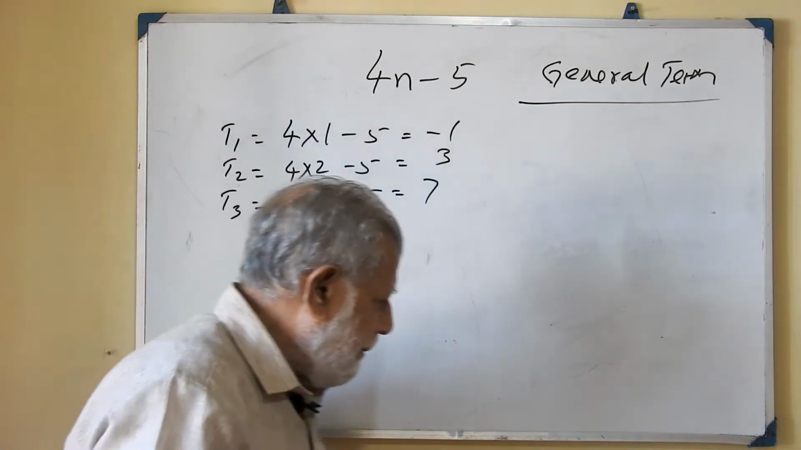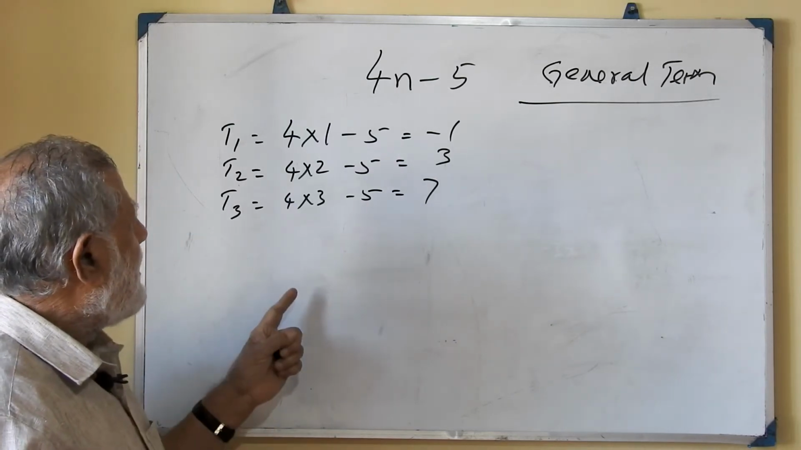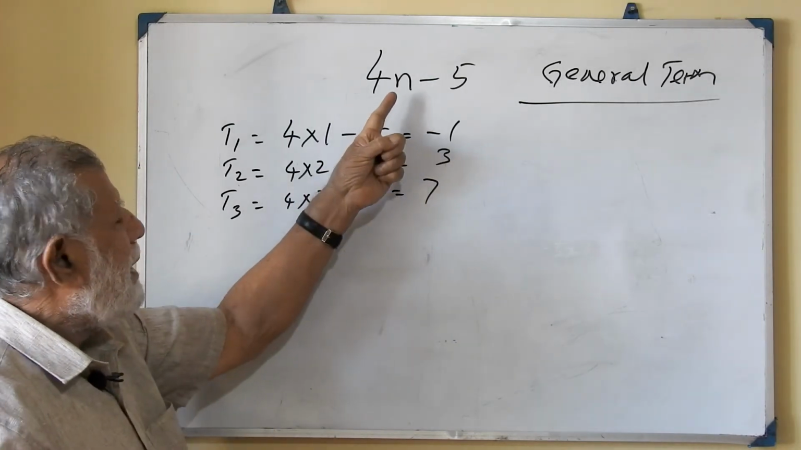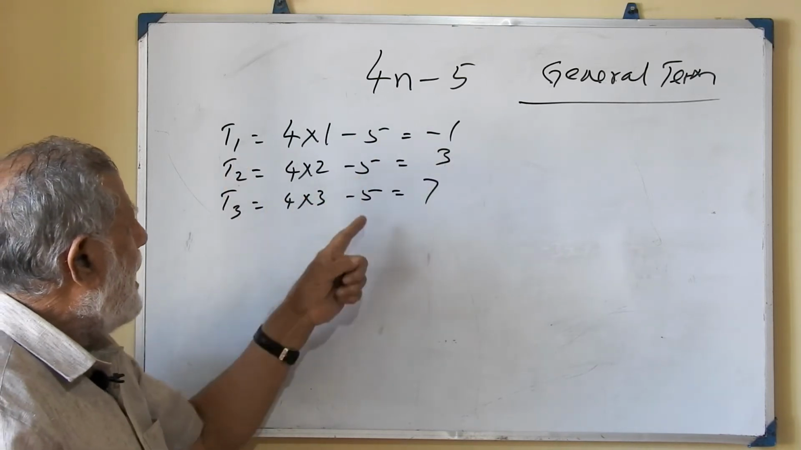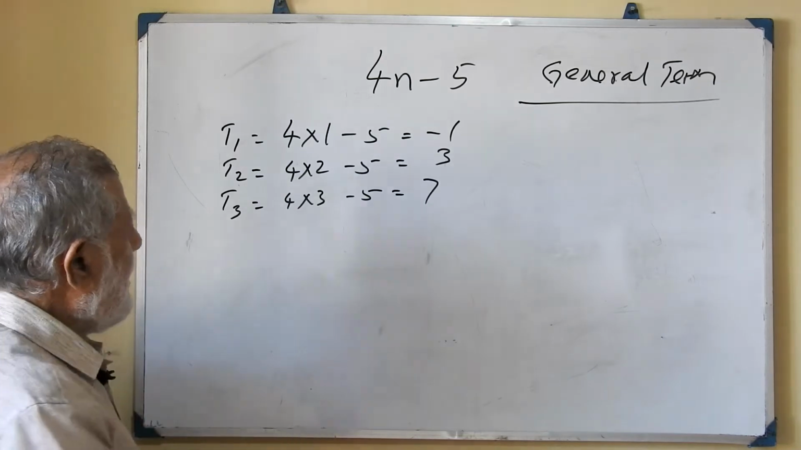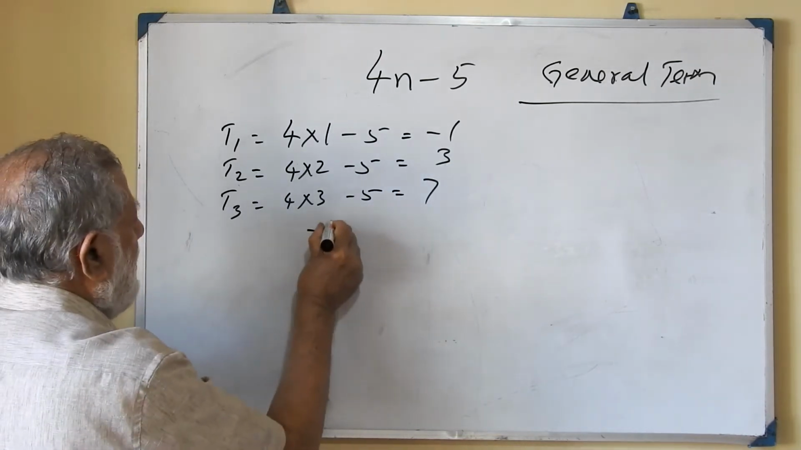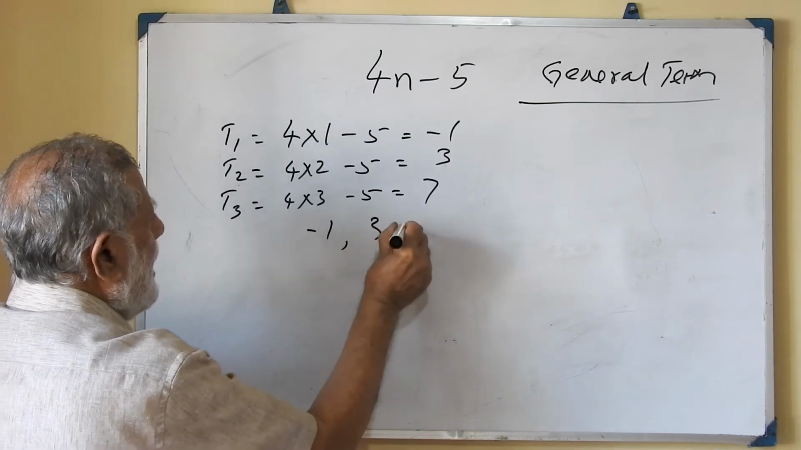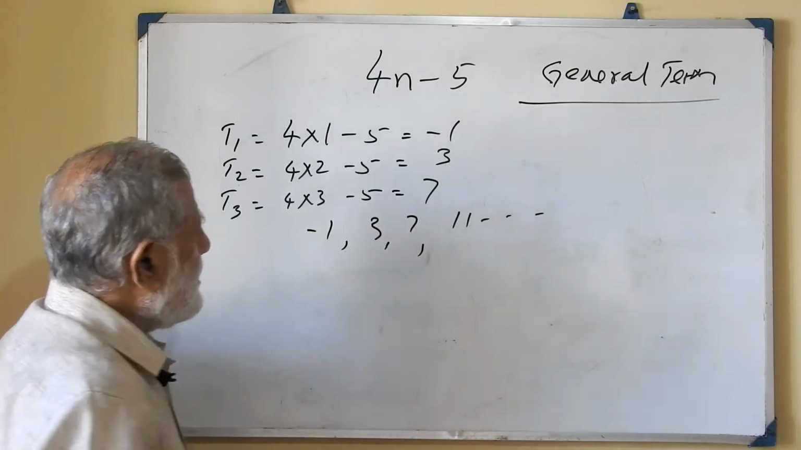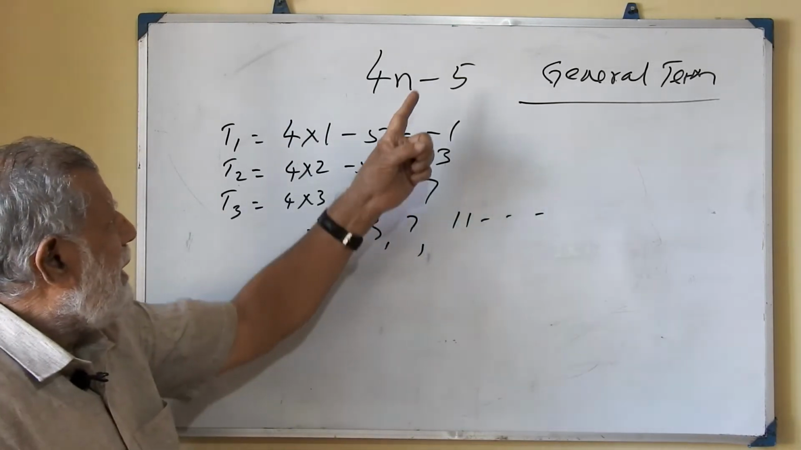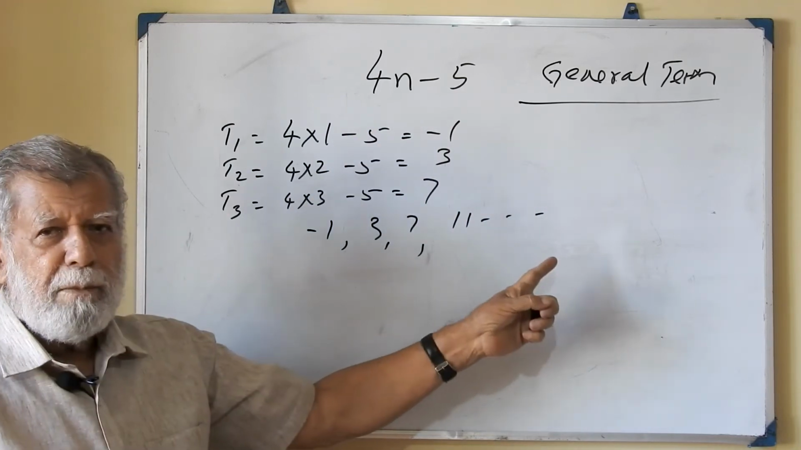So minus 1, 3, 7, it goes on like that. Any number of terms you can get by substituting for the number n. So term 1 is minus 1, term 2 is 3, term 3 is 7, and we can see 4 is being added. So we can write the series minus 1, 3, 7 and 11, it goes on like that. So from the general term that was given, we have found the number pattern.